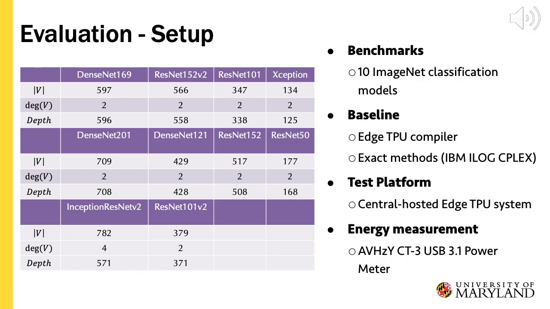In order to evaluate IncLP's performance, we use 10 models as a benchmark that is shown in the left table. We have compared IncLP's performance against the exact method and the heuristic-based Edge TPU compiler. For the exact method, we utilize the IBM Simplex integer linear programming solver. For the real-world test platform, we have set up Edge TPU systems with options of 4, 5, and 6-stage pipelining that is shown in the previous slides.